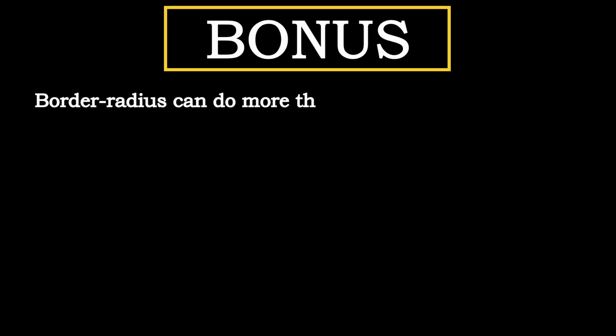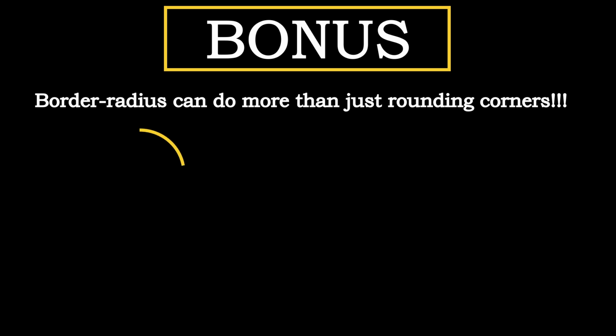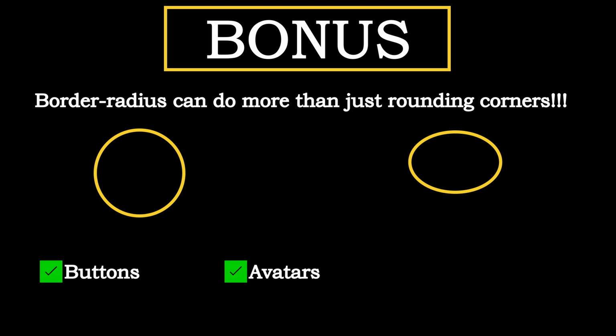Now, as a bonus, did you know that border radius can do more than just rounding corners? It can also be used to create circles and ellipses. This is a simple trick but incredibly useful when styling buttons, avatars, or decorative elements.